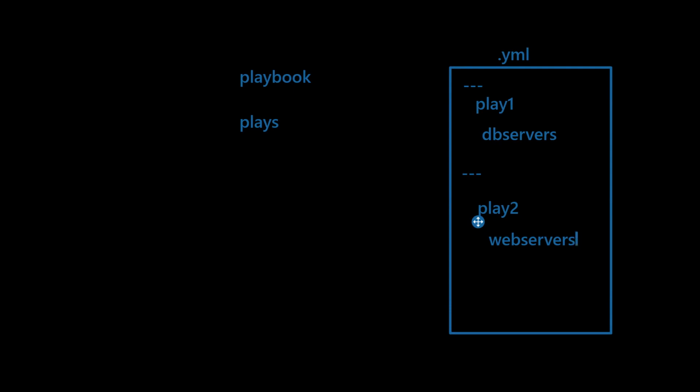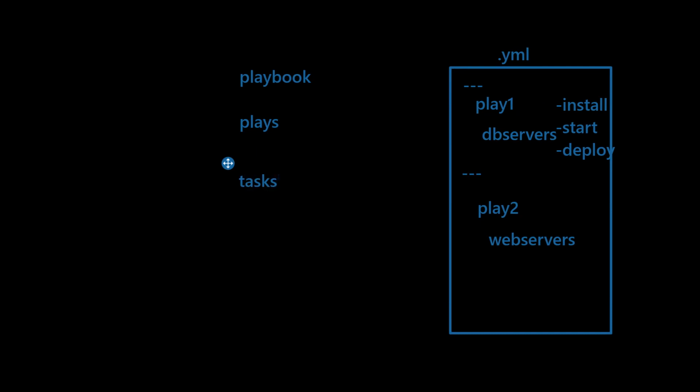And what is present inside the play? Inside the play, you will have a list of tasks. Like task 1 is install a package, task 2 is start the service, task 3 is deploy something. You may have a set of tasks. So a playbook will have any number of plays, and each play can have any number of tasks.